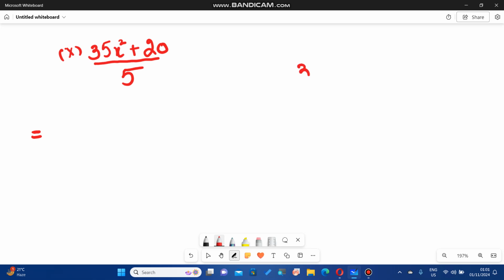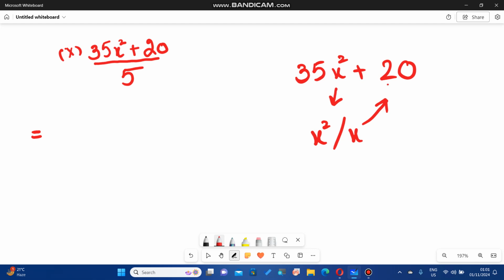We have 35x square plus 20. Can we take something common out? Can we take this x square common? We cannot take x square or x common because these are missing in 20. We cannot take this common.